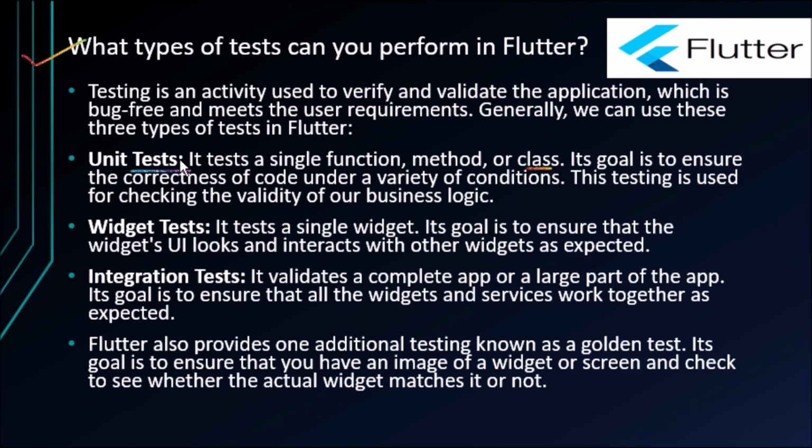As the name suggests, unit test. Its goal is to ensure the correctness of code under a variety of conditions. And this testing is used for checking the validity of our business logic. Next type of testing is widget test. It tests a single widget. Its goal is to ensure that the widget's UI looks and interacts with other widgets as expected.